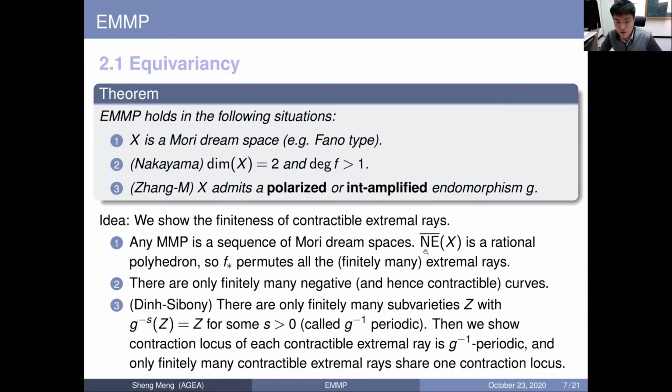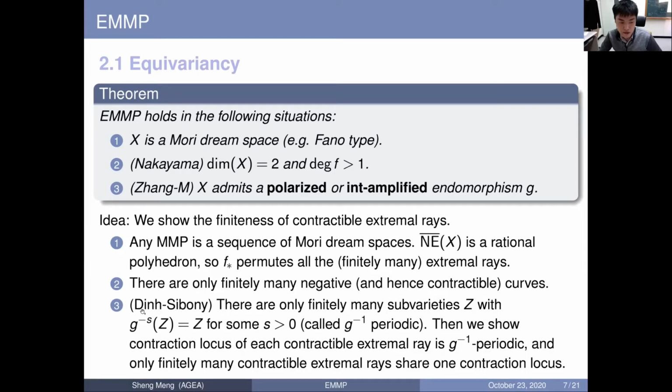Note that for the definition of the Mori dream space, we only need that the pseudo-effective one-cycle cone is a rational polyhedron. So it means that there are only finitely many extremal rays. So this case is simple. For the surface case, Nakayama indeed proved that there are only finitely many negative curves. And note that contractible curves are always negative by the negativity lemma.